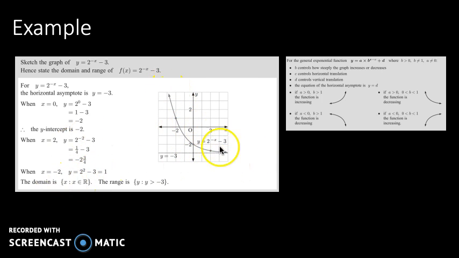And then, as you can see from the graph, the domain from left to right is going to be infinite. As long as x is a real number, the graph is going to be able to go there. And we can see here that the graph tends towards this line right here, but is never going to reach it. So that gives us that the range has to be bigger than -3.